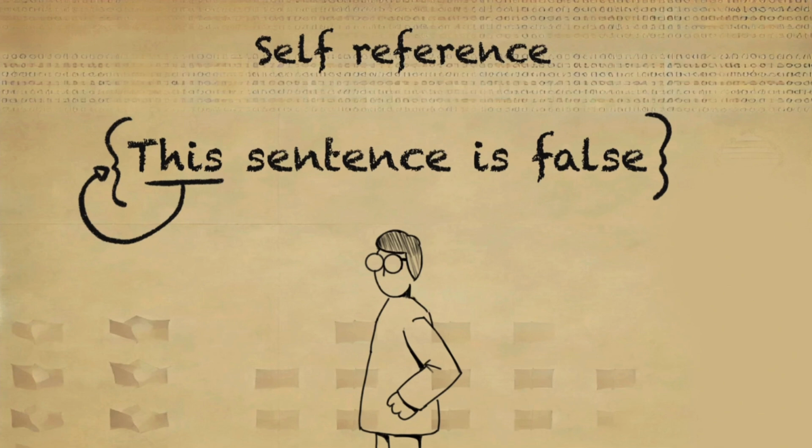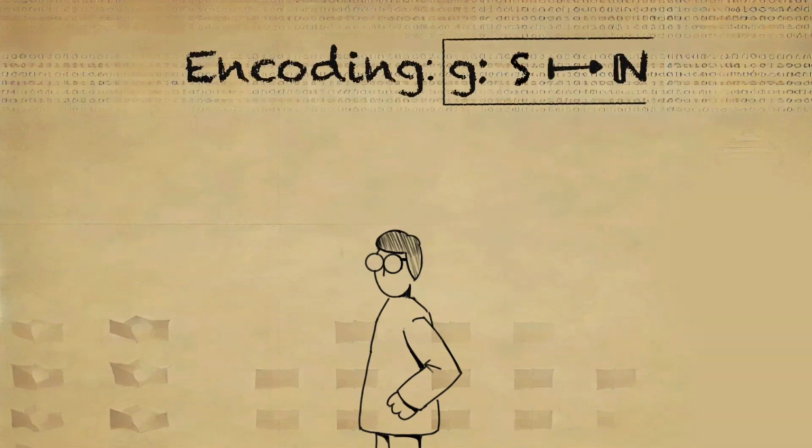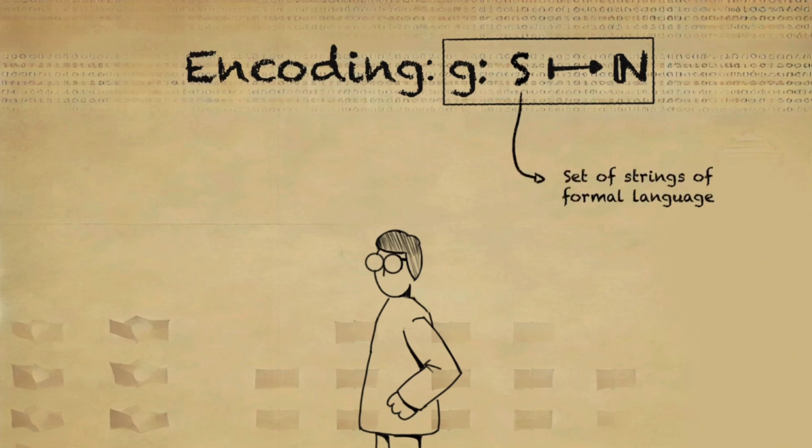But what does that have to do with completeness? How do you create self-reference in maths? This bit will get a bit more technical. Firstly, Gödel encodes every possible formula with a unique number. That is, he creates a function g from the set of formulae to the natural numbers. Each sentence therefore has a unique Gödel number.